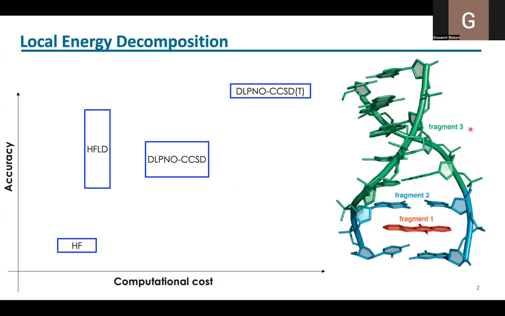We can, for example, define different fragments in a system and then treat each fragment and the interaction between the fragments at different levels of theory. So we really have a plethora of tools that allow us to tackle different situations, each time focusing the computational efforts in the part of the system that is of interest to us.